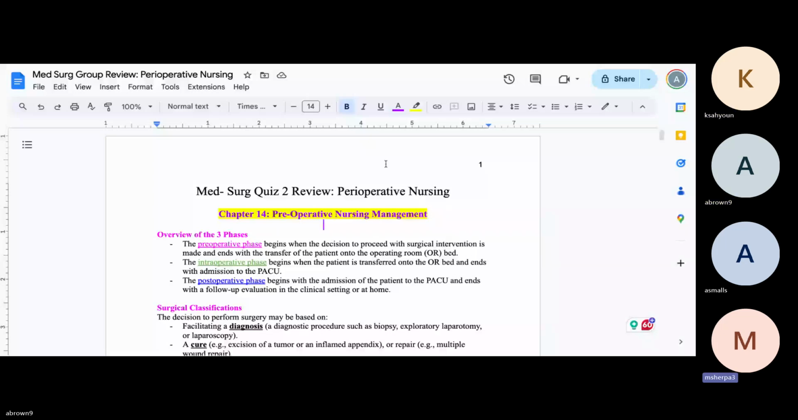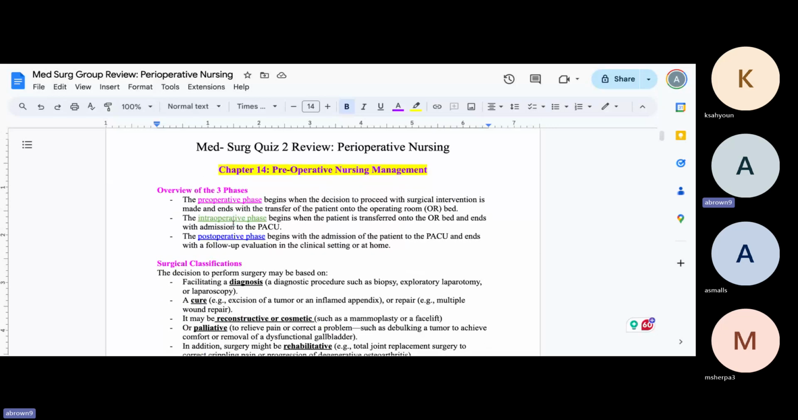Oh, yes. Okay. All right, so we're going to be talking about perioperative nursing. Perioperative nursing consists of preoperative nursing, the intraoperative phase, and the postoperative phase as well. We're first going to begin with the preoperative nursing management. I'm just going to go over the 3 phases and what they consist of.